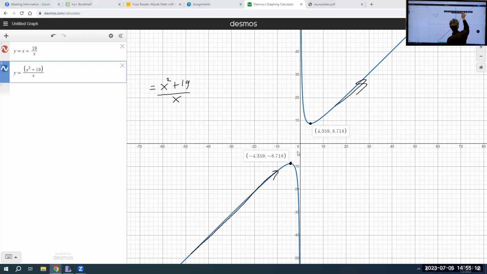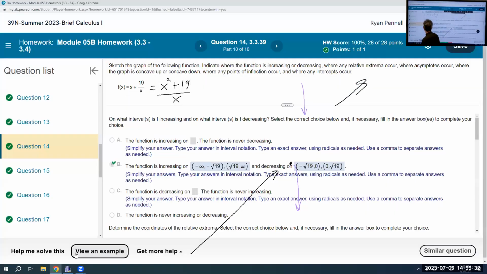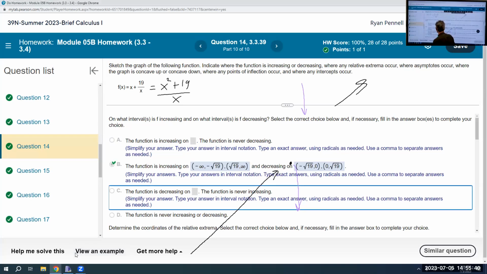Or is it decreasing? From 0 and over here. Okay. So it turns out it's root 19, but where did I get that? So I need to go back. Sorry for the flipping. It's hard to do this virtually. Okay.